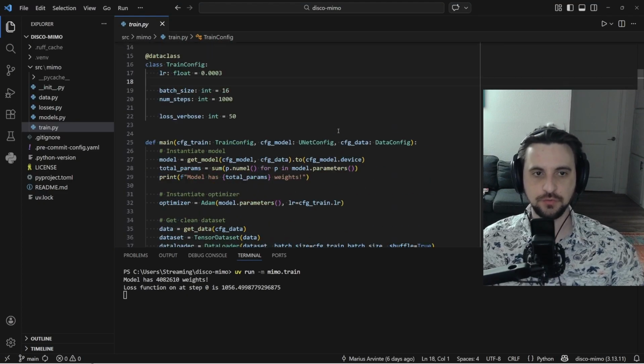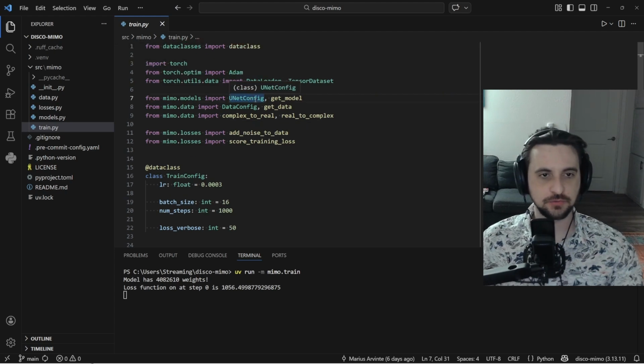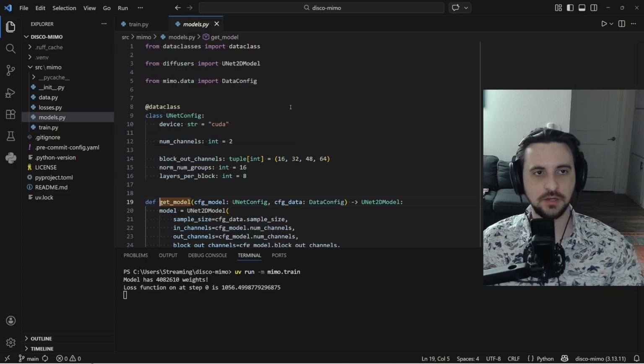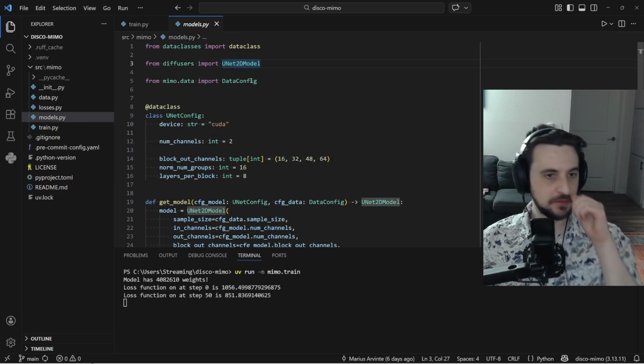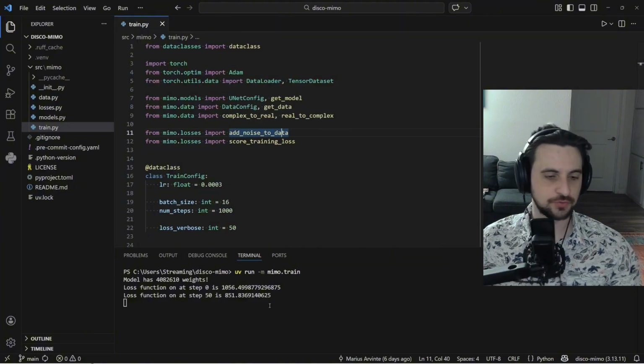We have actually a diffusion model. We have a UNet from the diffusers package, which is not little. It's over here in get model, right? The loss is kind of going down, but then it's kind of stalling too.